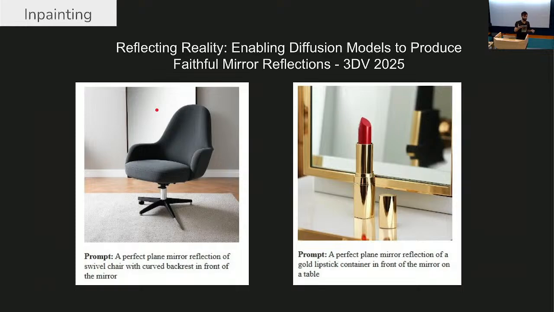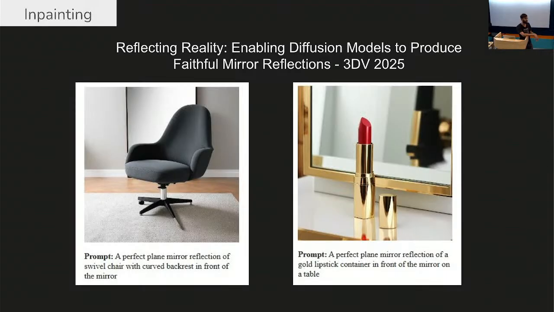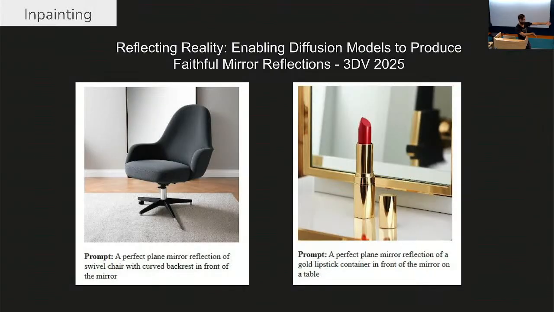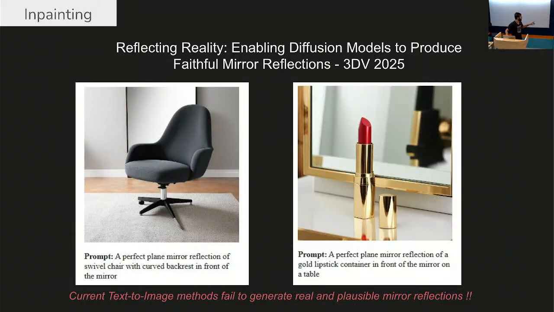So mirror reflections are a very challenging problem in generation, in the sense it should follow the 3D geometry. Wherever the object is, you should reflect it in the 3D space and then generate, which is very challenging. So if you naively prompt these stable diffusion models for this task, they cannot generate realistic reflections. Current text to image models fail to generate plausible reflections.